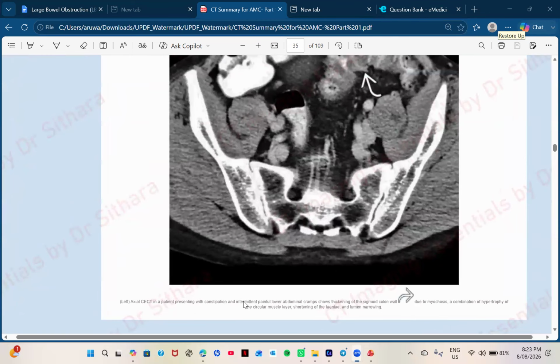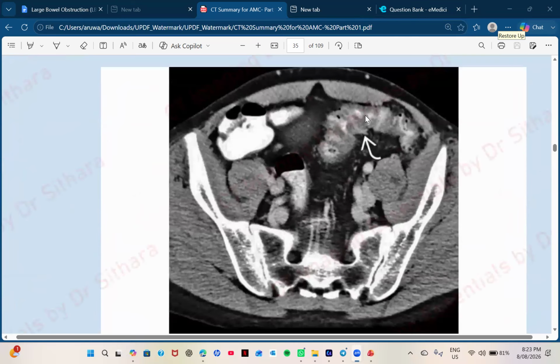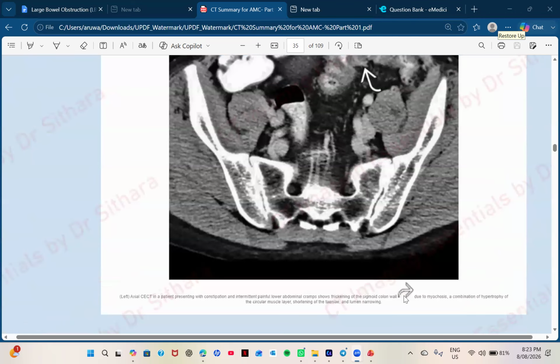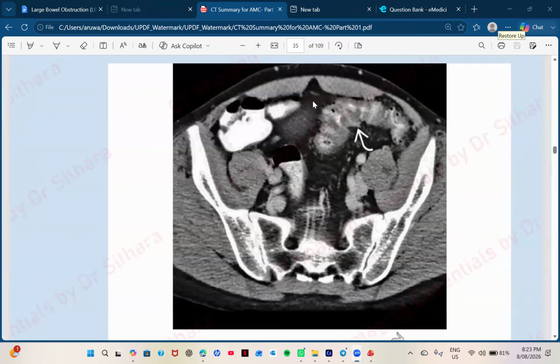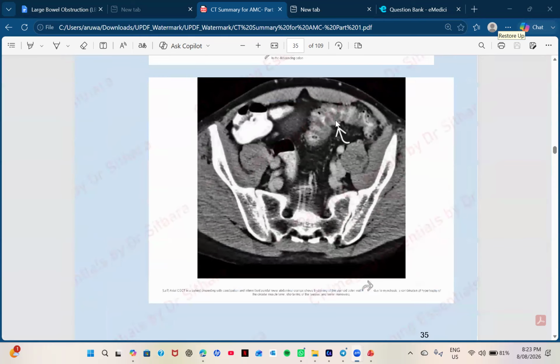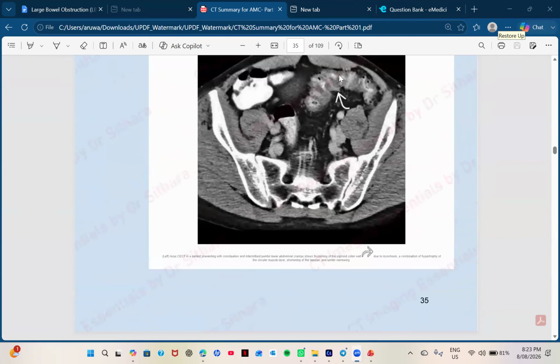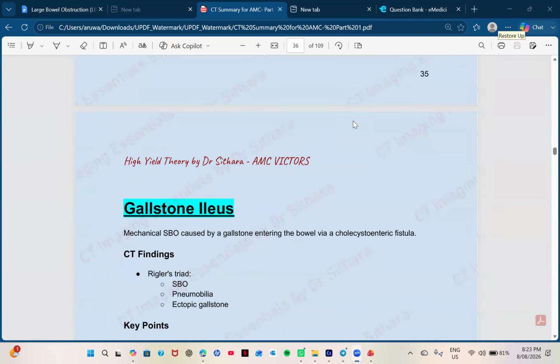This presented with constipation and intermittent painful lower abdominal cramps, showing thickening of the sigmoid colon wall. Can you see the thickening part here, the diverticulum, right? Diverticulitis due to myochosis, a combination of hypertrophy of the circular muscle layer, shortening of the taenia and lumen narrowing. Just think of this as a case of diverticula. I got it from that article. Here you can see the inflammation and the thickening of the wall. Can you see the thickening part here? And you can see the narrowing of the lumen because of the thickening. Okay, so those are the features.